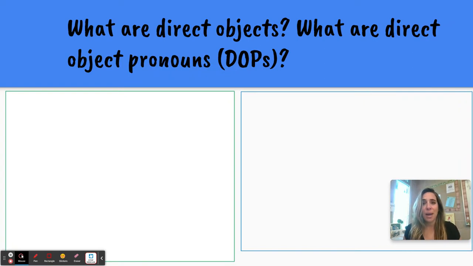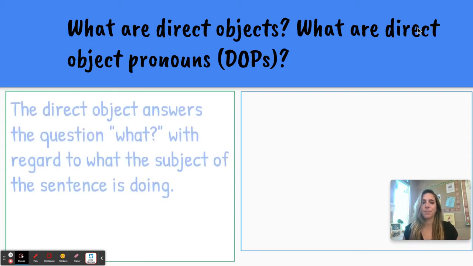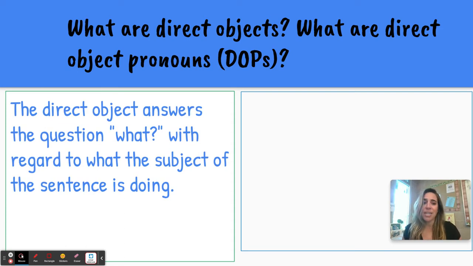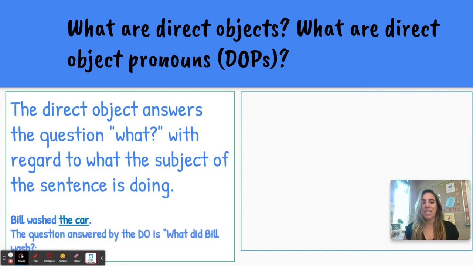Let's start with a reminder of what direct objects are. Then we'll go into what direct object pronouns are. The direct object answers the question, what, with regard to what the subject of the sentence is doing. For example, if we have the sentence, Bill washed the car. To find the direct object, you ask yourself, Bill washed what? Because the answer was the car. The car is the direct object.